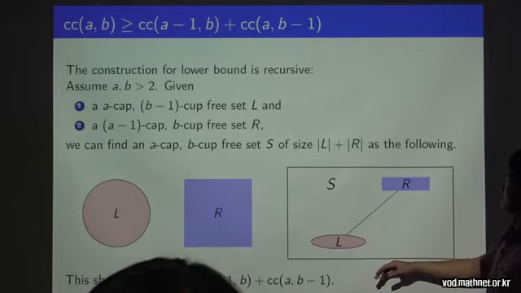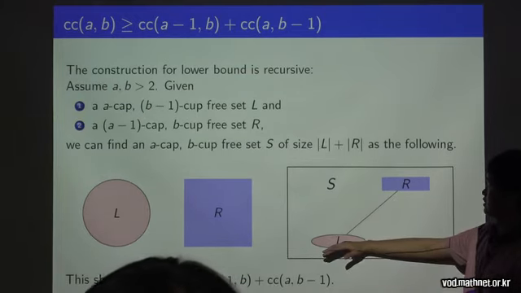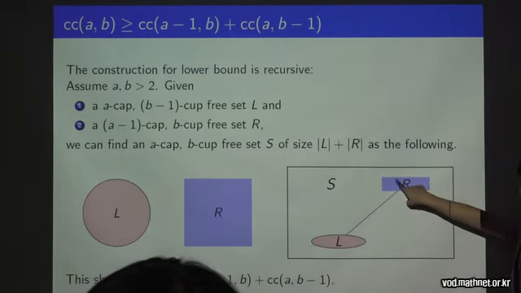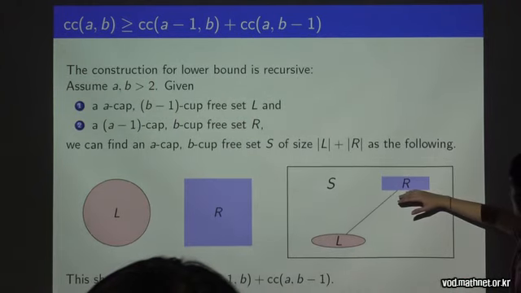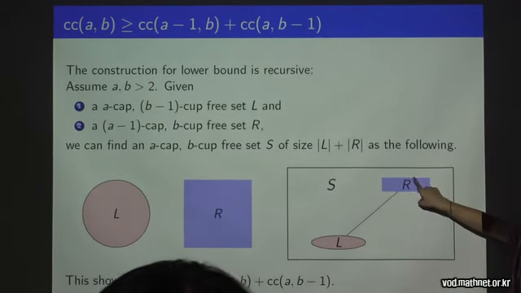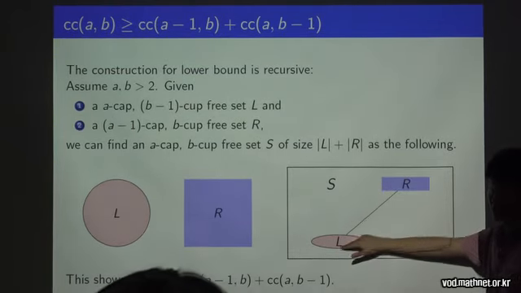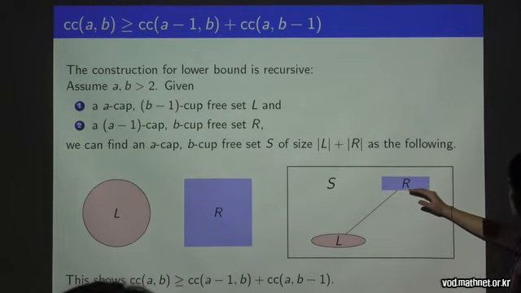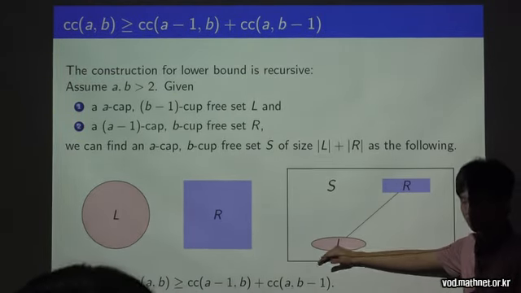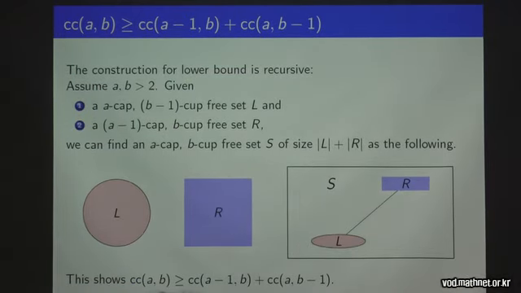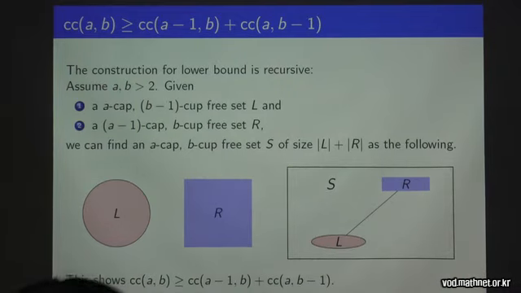Like we can't find one A cap here. If we want to exploit the point here, then we can use at most one point from here. If we have 2 points here, then we should use this one, then everything drops. So we cannot use more than 1 point. So it's either an A minus 1 cap here, or a cup here. So this construction gives us an A cap B cup free set, and this shows the lower bound part.